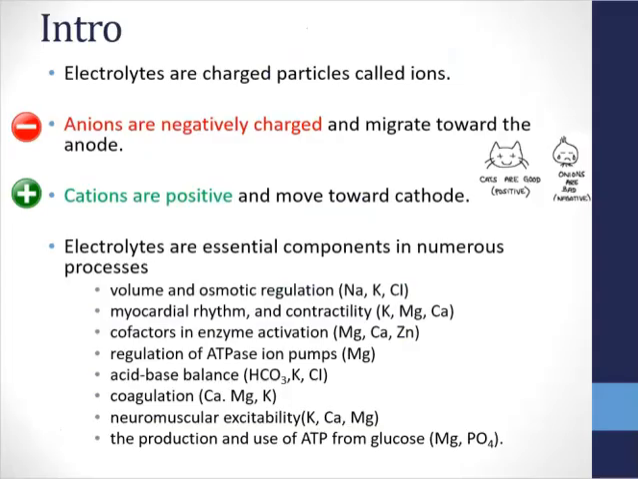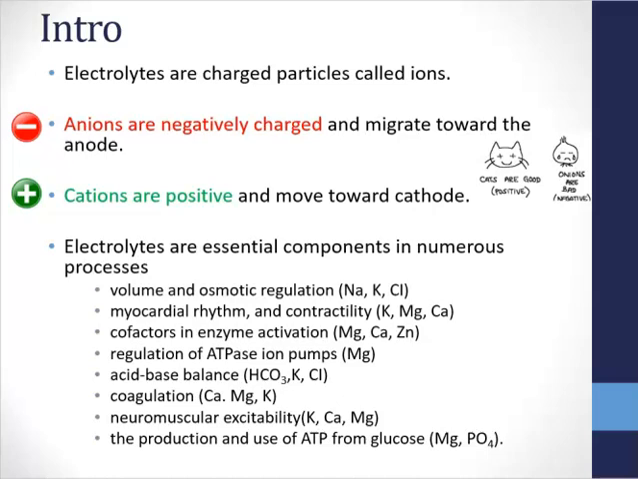For the introduction, we need to know that electrolytes are charged particles called ions. Anions are negatively charged or migrate towards an anode, and cations are positively charged and move towards a cathode. So this is our little diagram here to help us remember. Cats are good, so positive, cations. Onions are bad, so negative, anions.